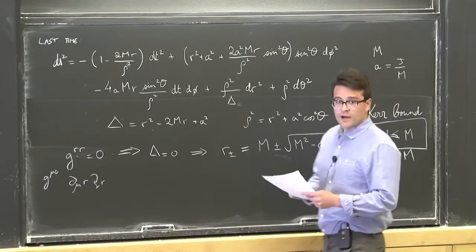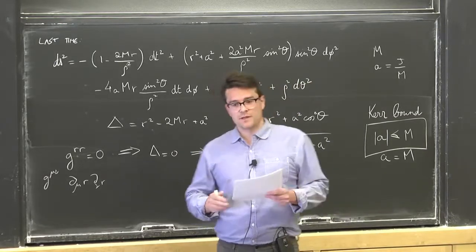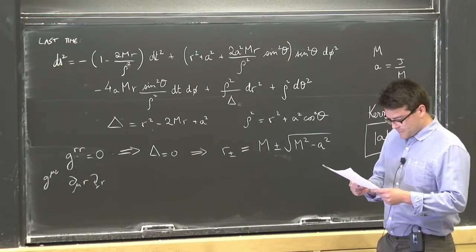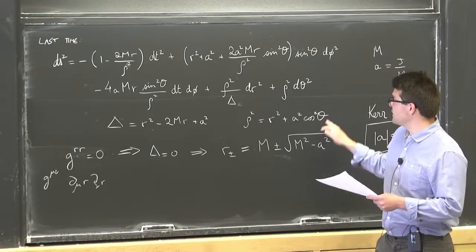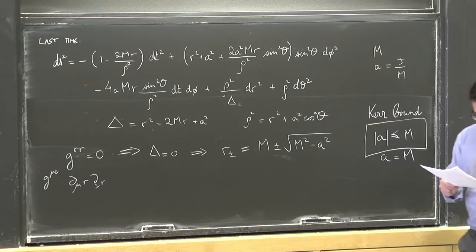So we have these two horizons. The outer one is called the outer event horizon, and it's the actual event horizon of the black hole. And the inner one is hidden behind it. OK, so in the limit, as a goes to 0, this black hole becomes Schwarzschild, which we know.